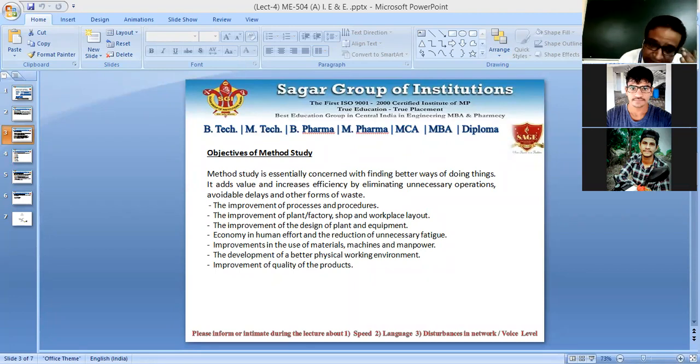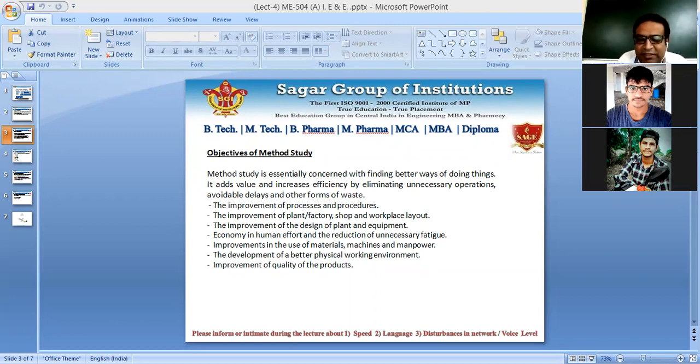The objective of the method study is to get improvement in the running processes and procedures. Then, the factory and workplace layout improvement, because overall production quality is in the factory and the workplace itself. And the third one is the improvement in the design of plant and equipment, because equipment maintenance is quite required. Otherwise, sometimes breakdowns may come and the indicators of method study start arriving.